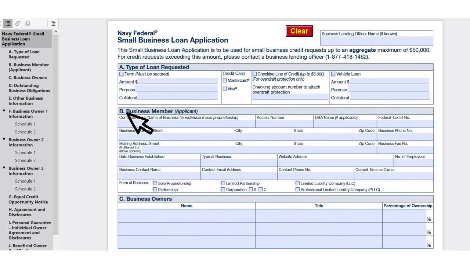Section B, business member. You've got to be a business member. We have actually covered the business membership tutorial on another show. So you have to put the complete legal name of the business, right? And if you are a sole proprietorship, then you put your first and last name. You put your access number. Access number means account number in Navy Fed's parlance. You put the business address, everything as that relates to the business. Section C, you want to put the business owner's name and title and the percentage of ownership. This is very important.